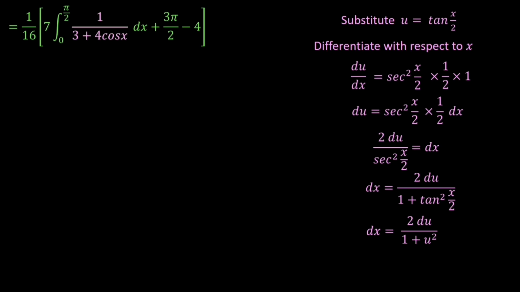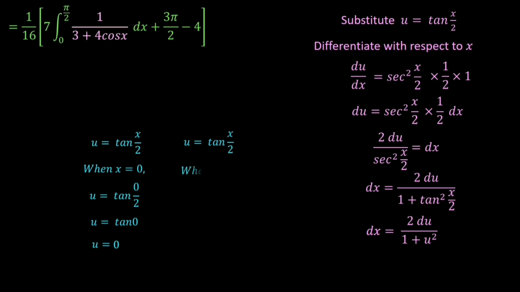Now we need to change the upper limit and lower limit corresponding to the u variable. First one, lower limit. When x equals 0, u equals tan 0 over 2. It equals tan 0. Tan 0 equals 0. Then u equals 0. Second one, upper limit. When x equals pi over 2, u equals tan (pi over 2) over 2. It is equal to tan pi over 4. Tan pi over 4 means tan 45. The value of tan 45 is 1. So, u equals 1.